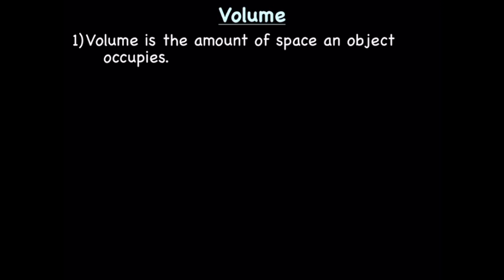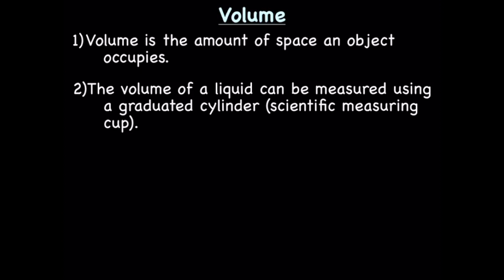On to volume. Volume is the amount of space an object occupies. So how much space in the world something takes up. Now the volume of a liquid can be measured using a graduated cylinder. And a graduated cylinder is really just a fancy scientific measuring cup. Okay? And if you're measuring the volume of a liquid using a graduated cylinder, your units, and we'll be talking more about units in a later lecture, but the units would be something about liters.